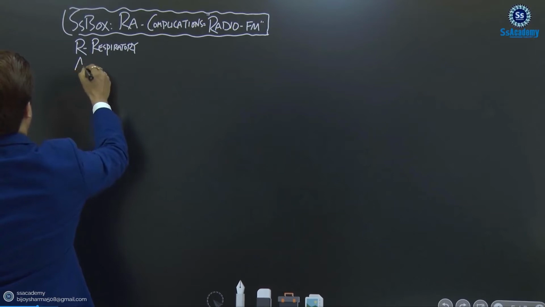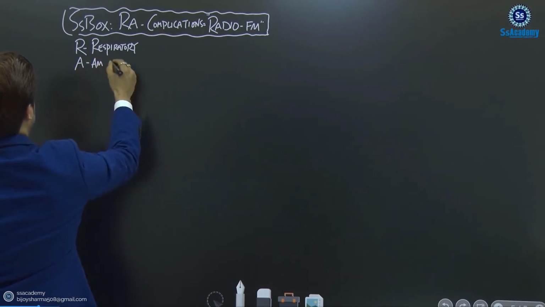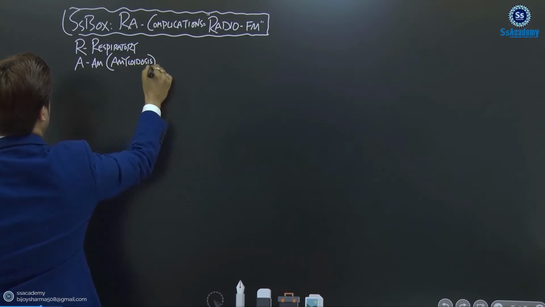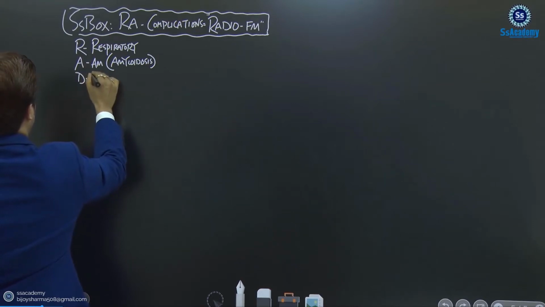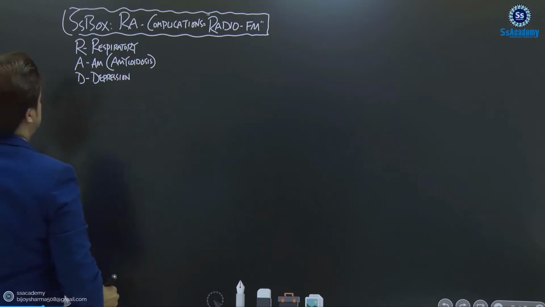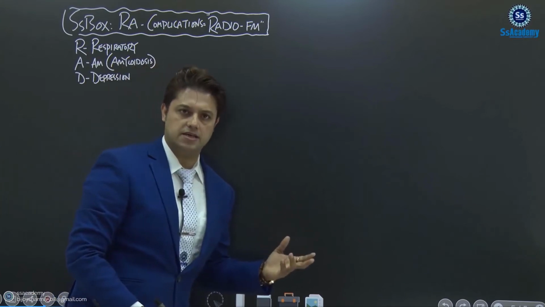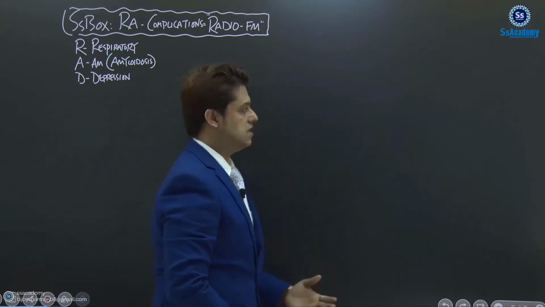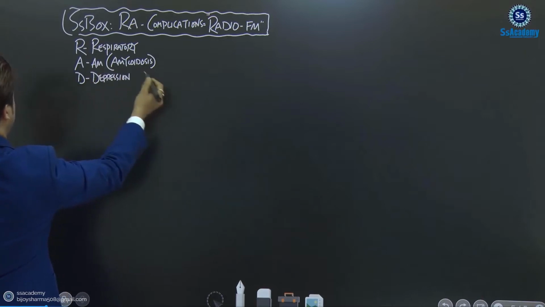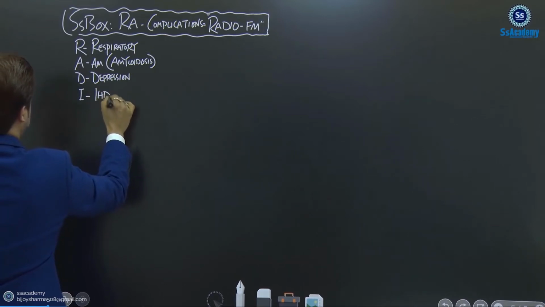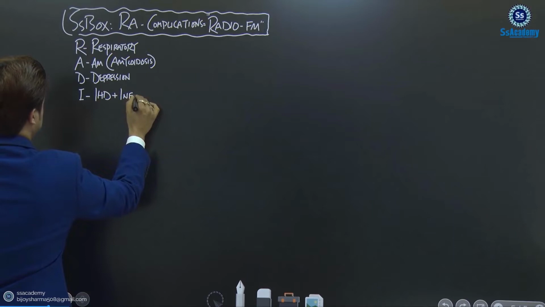The next is A for amyloidosis. I am writing AM as a short form of amyloidosis. And D for depression, my dear. Depression is common in every chronic disorder. Rheumatoid arthritis is a chronic connective tissue disorder, so depression is an essentially important part. So R for respiratory, A for amyloidosis, D for depression, I for ischemic heart disease (IHD), and I for infection, my dear.